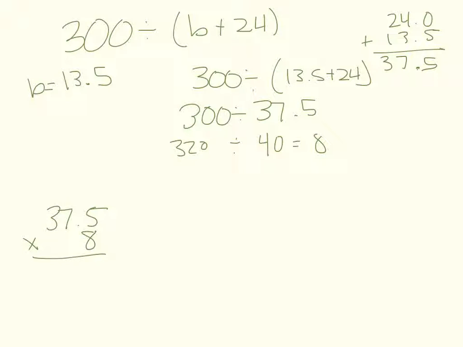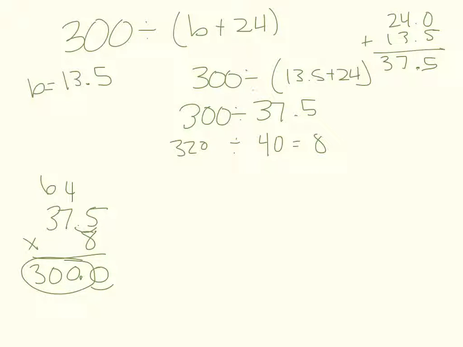So 5 times 8 gave me 40. 8 times 7, 56, 57, 58, 59, 60. 24 plus 6 is 30. Move my decimal 1 place, and it is 300.